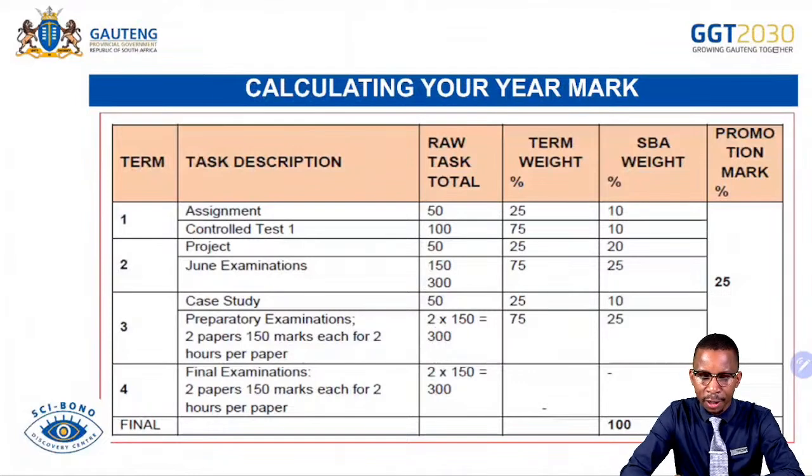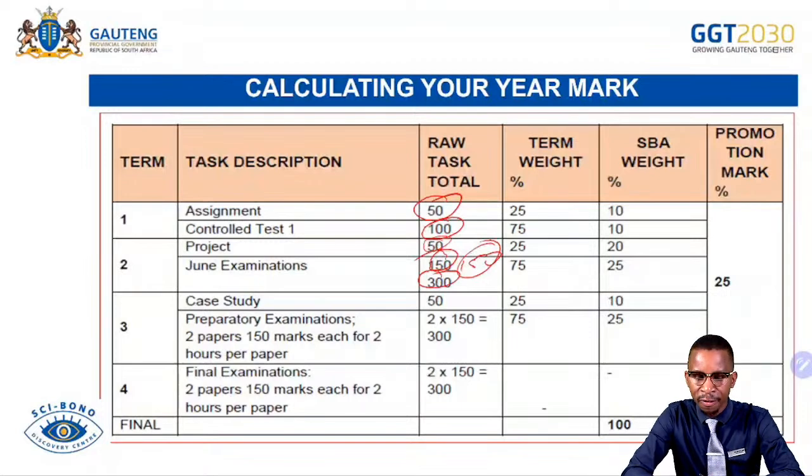If you check here, we had a control test. We had an assignment in term 1, which was out of 50, and then a control test in term 1, which was out of 100. That gave us 150. And then we had 50 marks for term 2, which was the project, and we had 150 for paper 1 and 150 for paper 2. The sum of this gave us 100. Then you're working out of 350 in term 2.